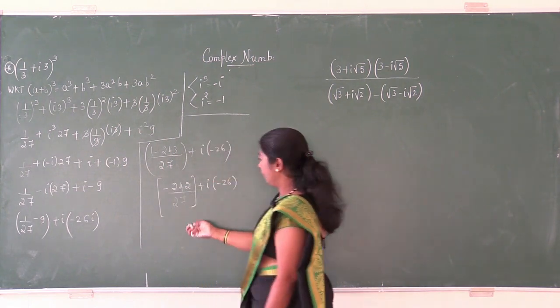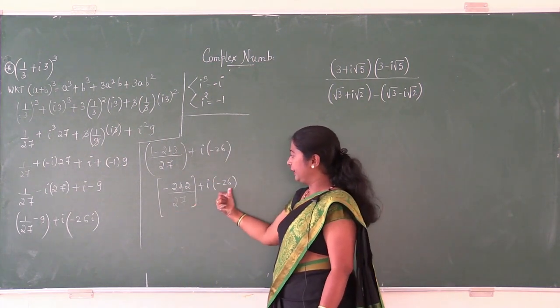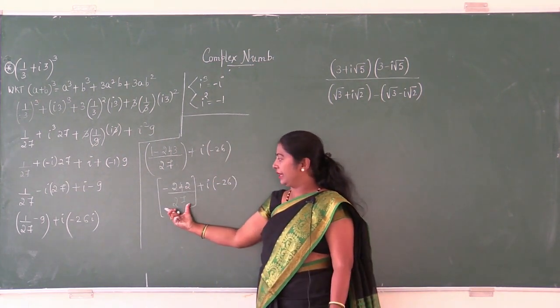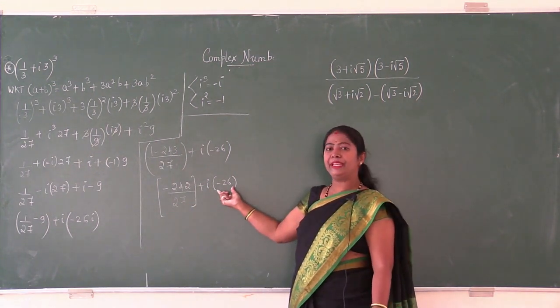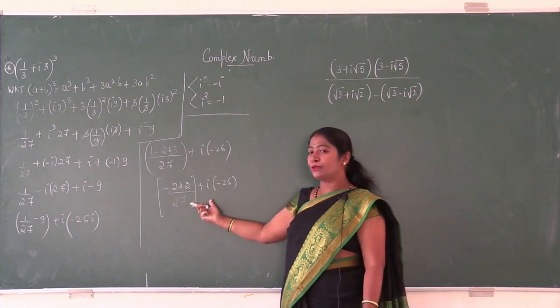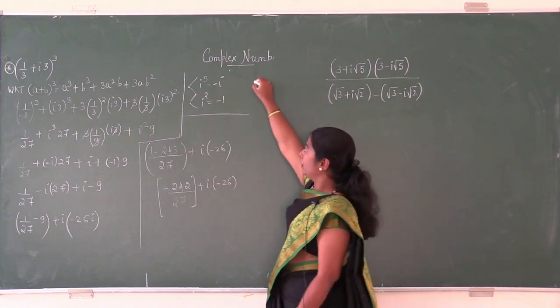So this is of the form a plus i b. What is the value of a? Minus 242/27. What is the value of b? Minus 26. And this is of the form a plus i b.